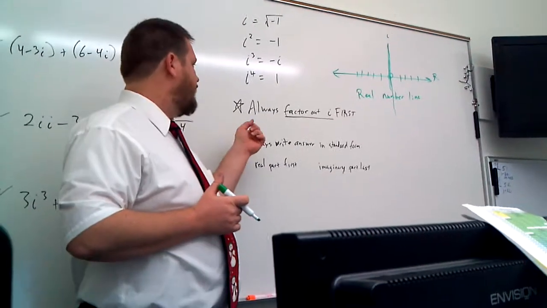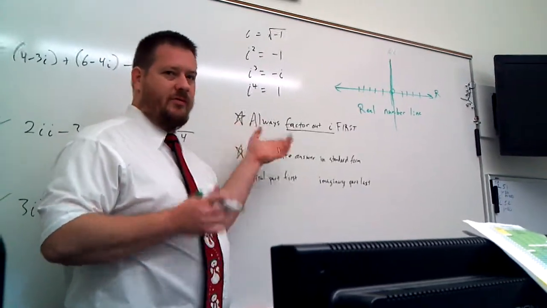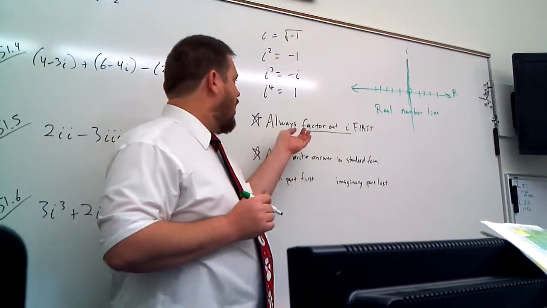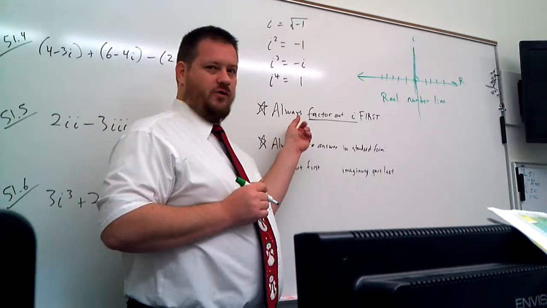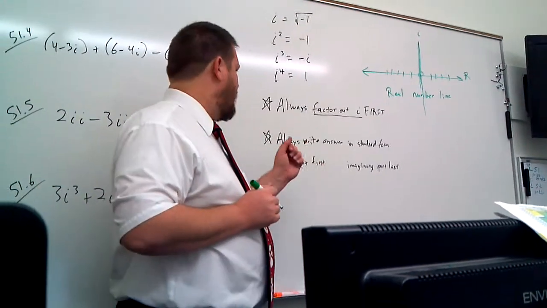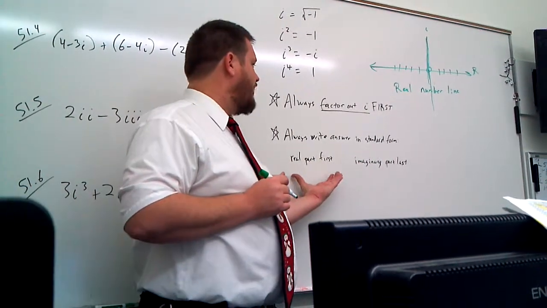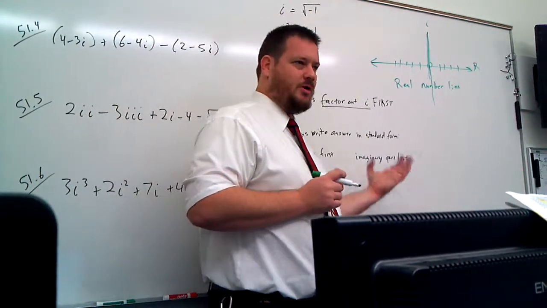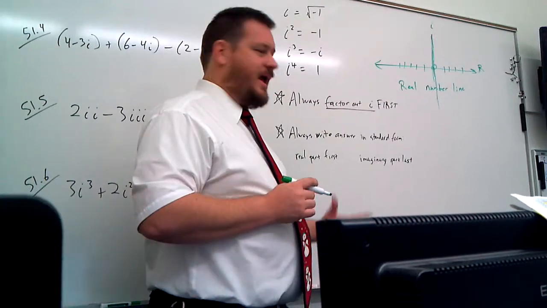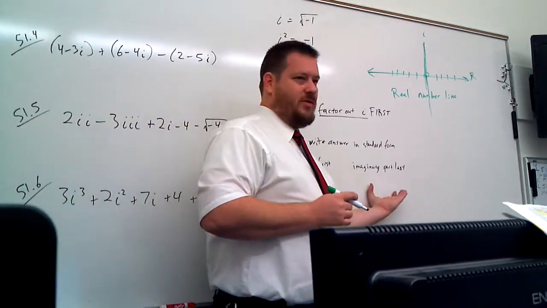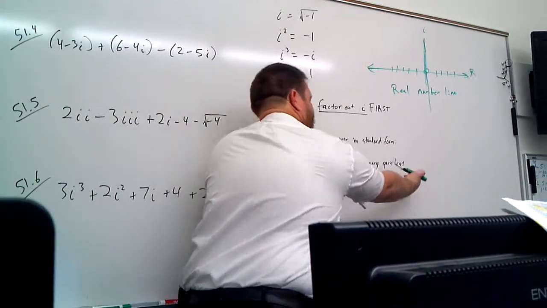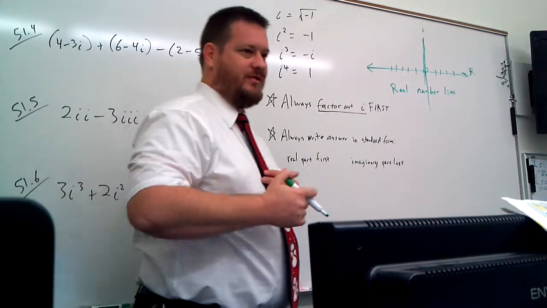A couple of rules to keep in mind when you're working with these problems, and I'll show you what this means in a second. Always factor out the i first. And then we also always want your answer in standard form. You always write the real part first and the imaginary part last. When we have a number that has a real part and an imaginary part, we call the two of them together a complex number.